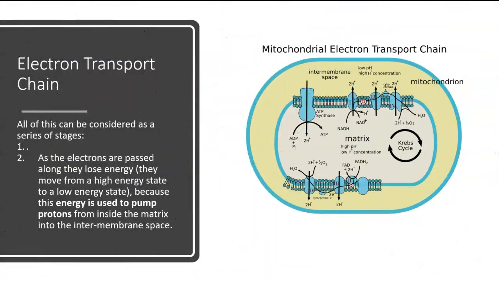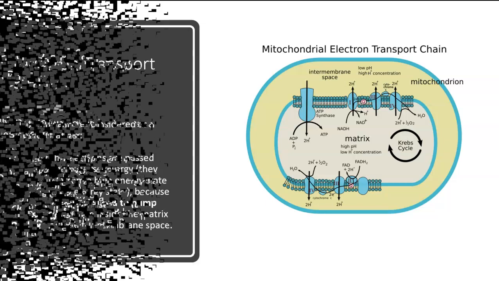Our second step, as the electrons are passed along, they lose energy. They move from a high energy state to a low energy state because energy is used up to pump protons from inside the matrix to the intermembrane space. Okay, so energy is used. It is an active process.